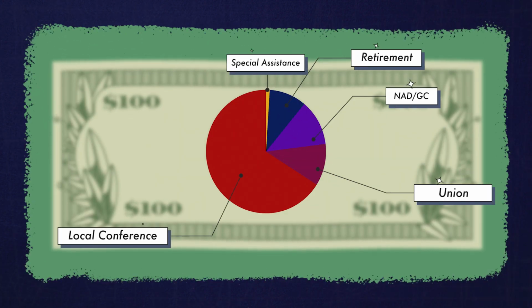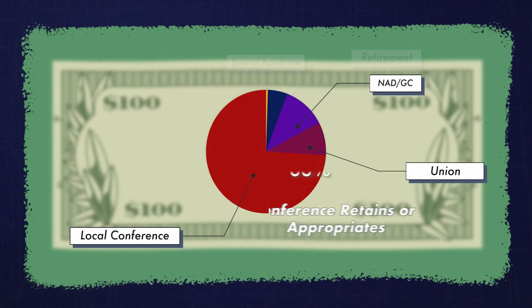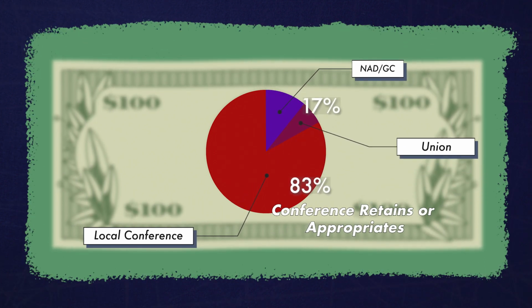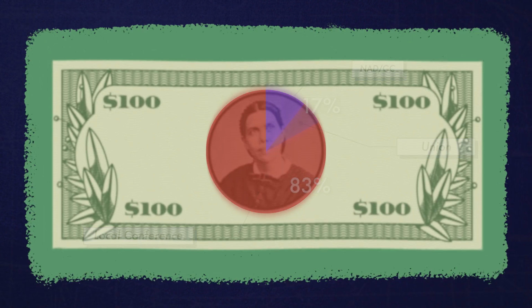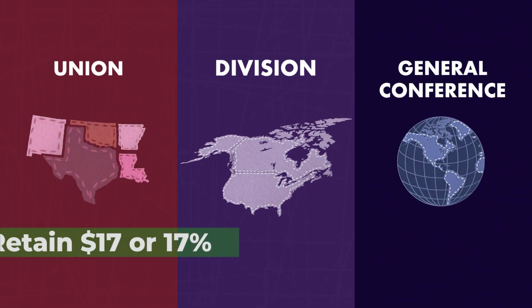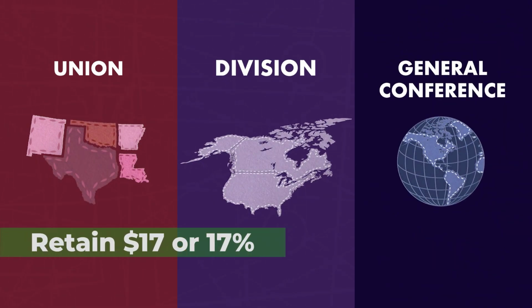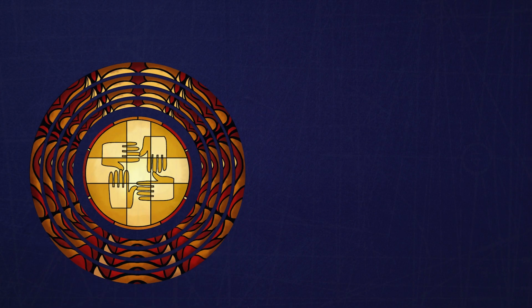With this in mind, the conference actually retains or is appropriated 83% of all tithe, while the union, divisions, and the GC retain approximately 17%. In sum, this means out of a $100 bill, the unions, the divisions, and the GC retain only about $17 or 17% of gross tithe. But there's even more complexity.